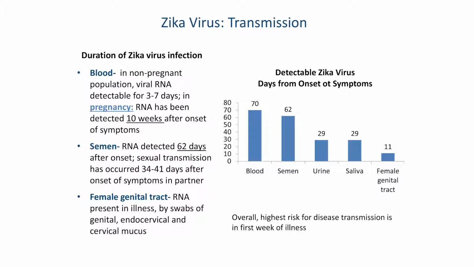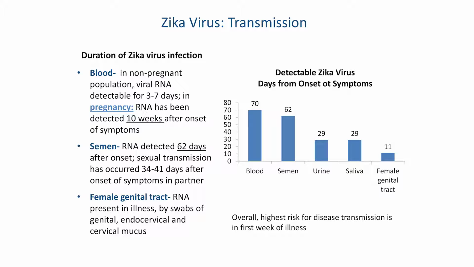If we look at blood, the Zika virus in non-pregnant patients, the virus is there for about 3 to 7 days, then goes away. In pregnancy, it's detectable for up to 10 weeks. So there does seem to be a problem that in pregnancy, women don't clear the virus as quickly. It persists longer. And then in semen, it's the same problem, that the viral RNA is detectable for 2 months after the symptoms are present. The female genital tract, the viral RNA is mostly present during the time of illness.